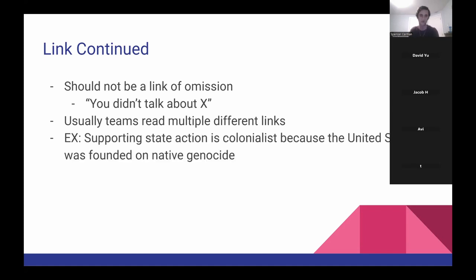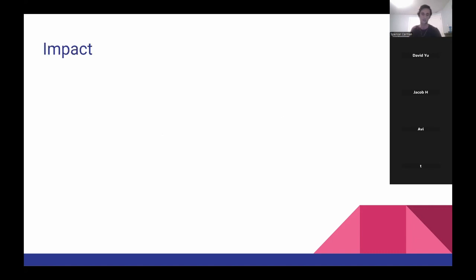An example of a pretty standard link into an argument would be, for example, supporting state action is colonialist because the United States was founded on native genocide. So any sort of support for the state, which is presumably what the affirmative is doing because most resolutions prescribe policy actions, the critique would say that any sort of policy action that you're supporting is supporting the state, which is inherently problematic because it was founded on the genocide of indigenous people.